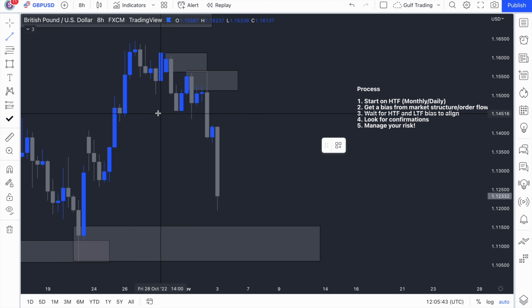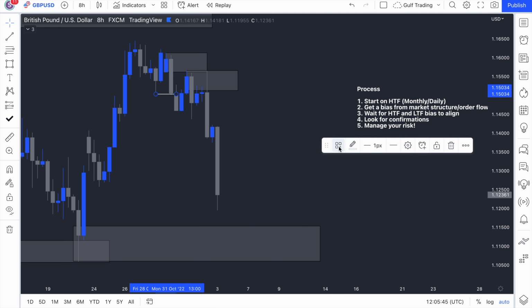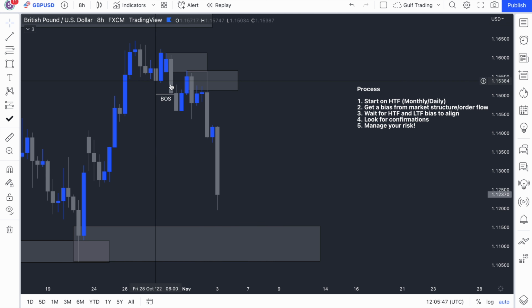And you've got a broken market structure here and a nice supply zone left here with some imbalance between this candle and this candle. Price came back to touch it. I don't get off of the first zone. I waited for confirmation, but now my higher time frame and lower time frame bias have aligned. Both of them are bearish.